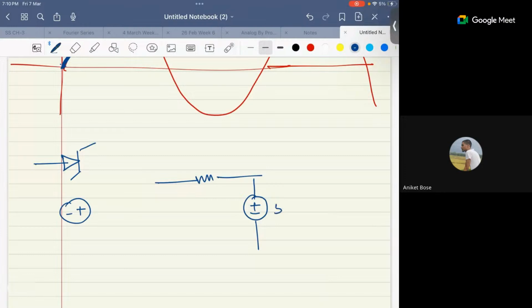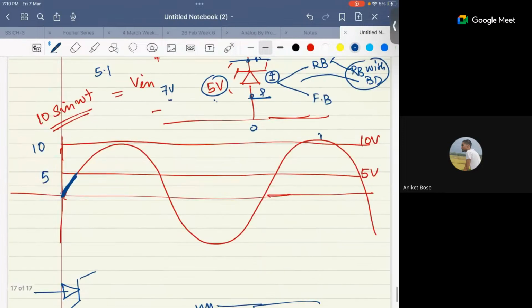Now your V output will be what? You have a V input. You apply any V input. Your V output will be what? 5 volt only. Correct? Is this clear to everyone? Yes, sir. Okay. So V output will be 5 volt, till when? Till the voltage is more than 5 volt.